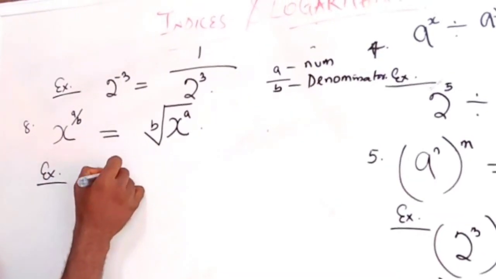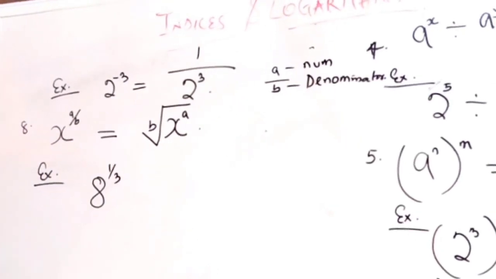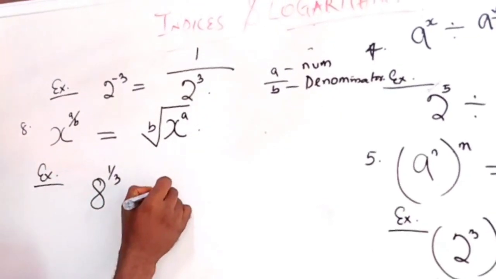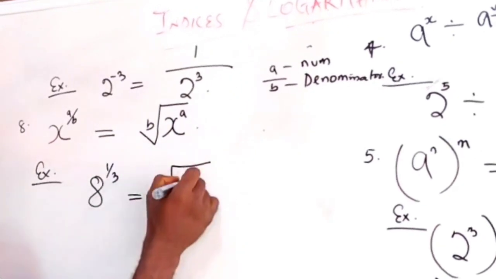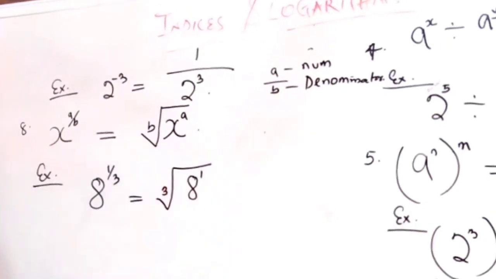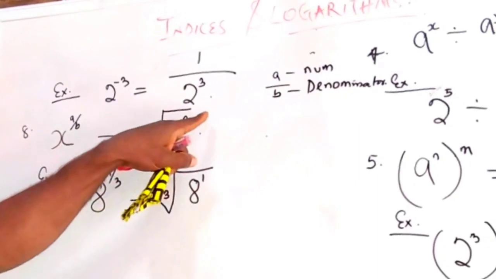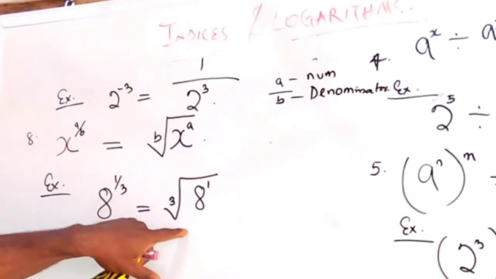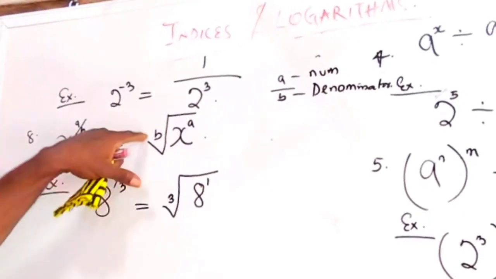8 raised to power 1 over 3. This is the same thing as the cube root of 8, but the 8 is to the power of 1, because we have to express this very question like this.